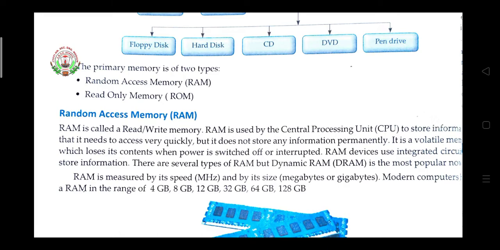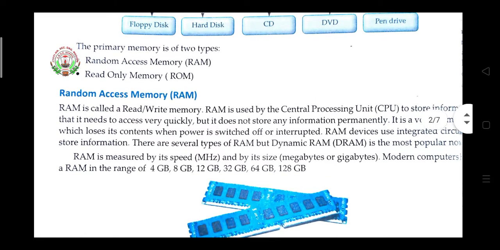Random access memory is called read or write memory. RAM is used by the central processing unit, CPU, to store information that it needs to access very quickly, but it does not store any information permanently.